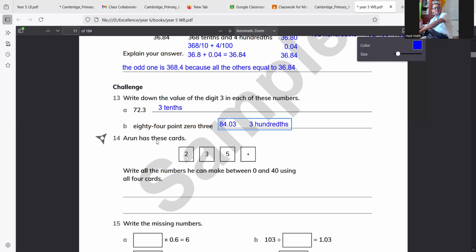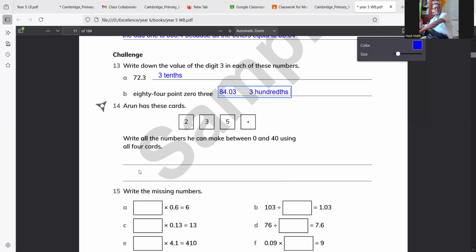They say Aaron has these coins, 2, 3, 5, and a decimal point. Write all the numbers that he can make between 0 and 40 using all the coins. No problem. Let's start from the smallest number he can make. It starts from 2.35, and then 2.53. Then you go to 3.25. Then 3.52. Then 5.23. Then 5.32.